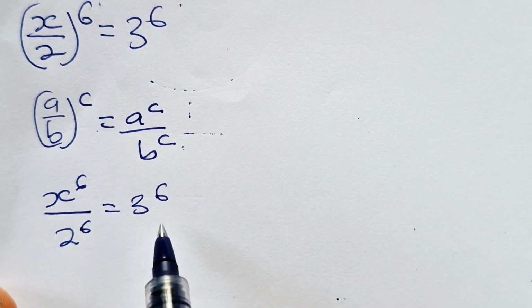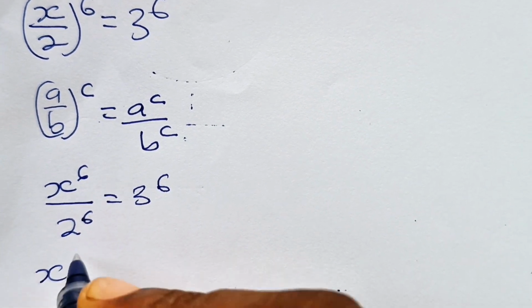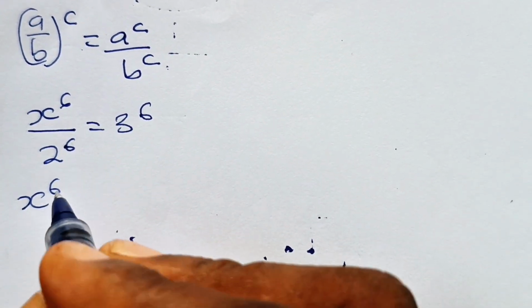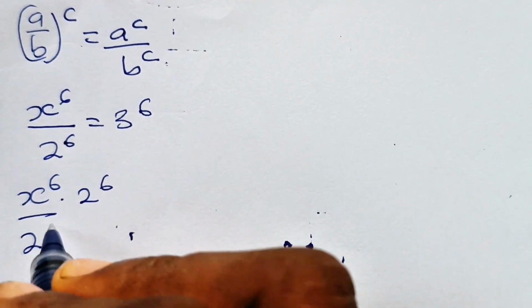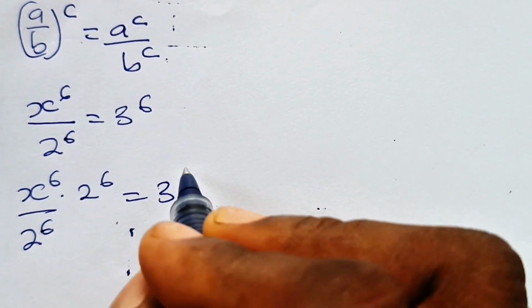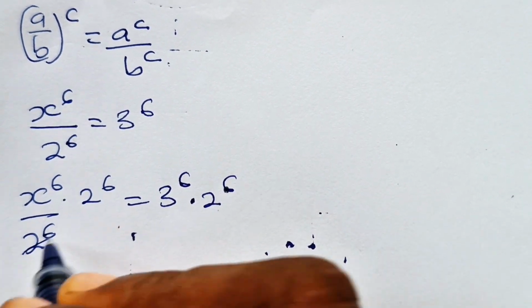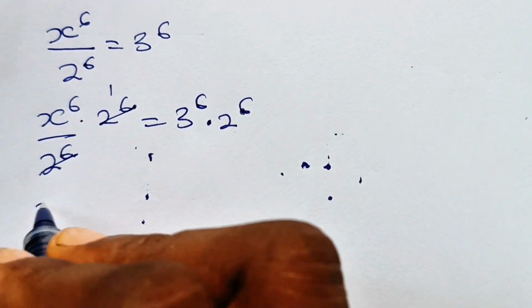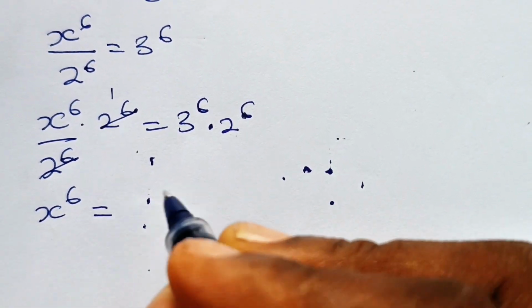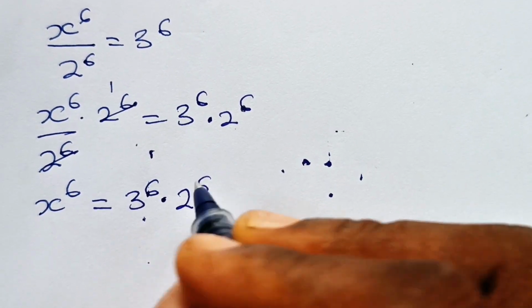Now let's multiply both sides of this equation by 2^6. So we have x^6 multiplied by 2^6 divided by 2^6 is equal to 3^6 multiplied by 2^6. Now this will divide itself to give us 1. So this means that x^6 is equal to 3^6 multiplied by 2^6.